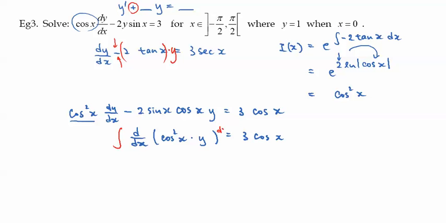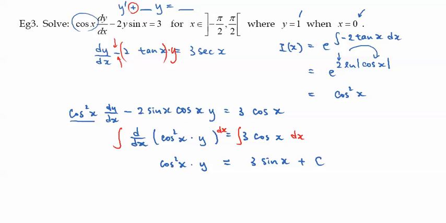Integrate this with respect to x, so that the left hand side will turn into cos square x times y. And on the right hand side, integrating this shouldn't be that difficult. Sin x. Now don't forget to have your plus c after you integrate it, because this is an initial value problem.